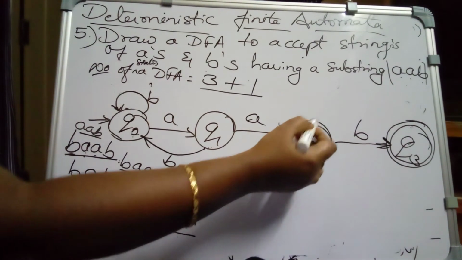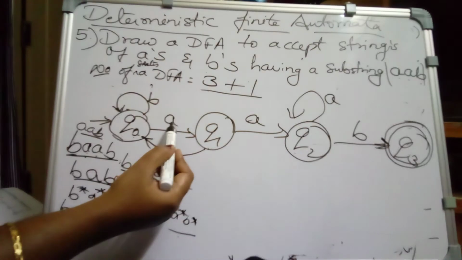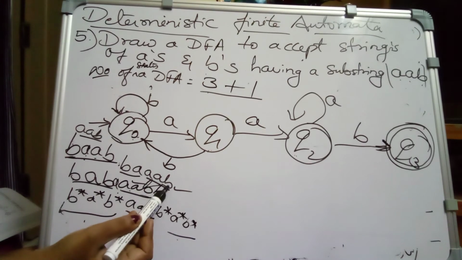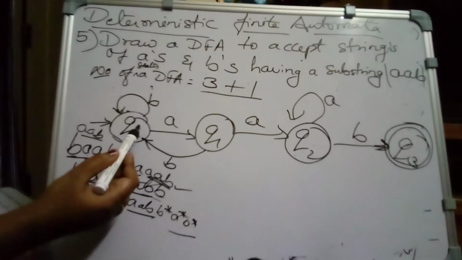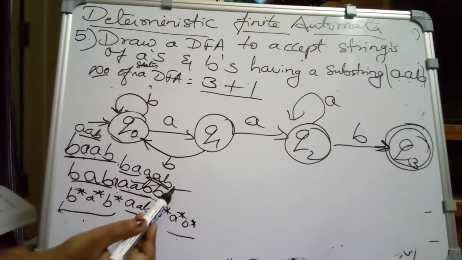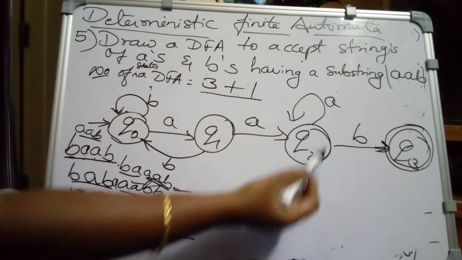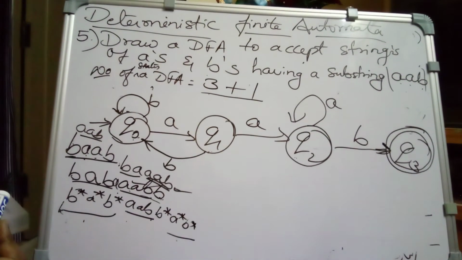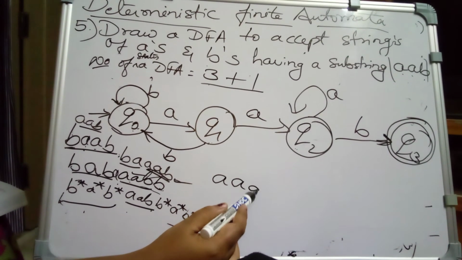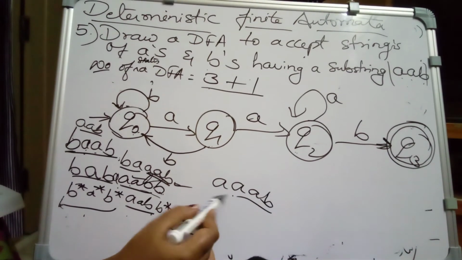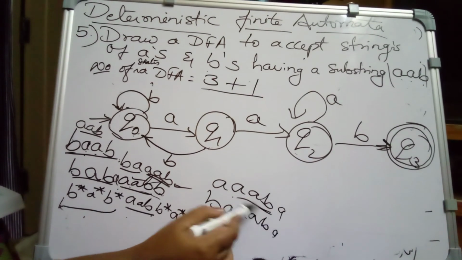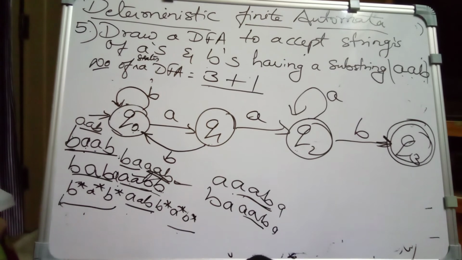So Q2 on A, I am looping here itself. That is A followed by B. See here, B. Now here it is having a substring; it is beginning with B, and it is having a substring B. So I have put this Q2 on A within Q2 itself, because my strings can be like this also: A followed by B. It can begin with A, or it can be B followed by A's or B's. Only thing, it should have a substring B.